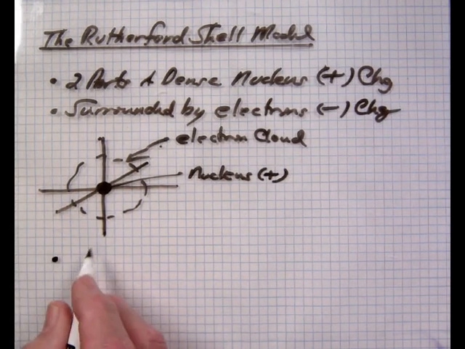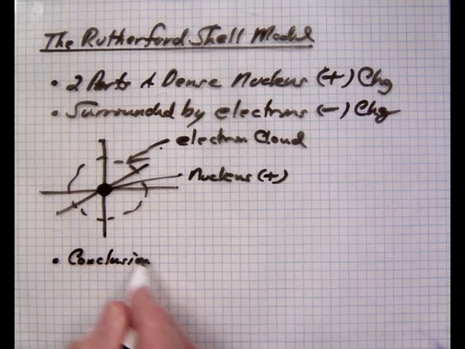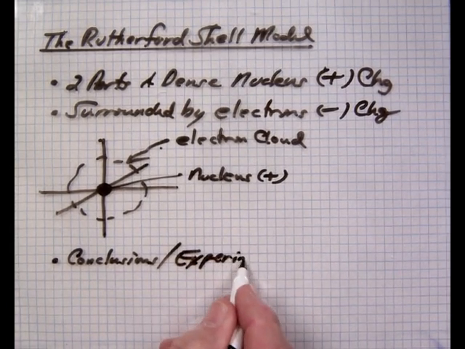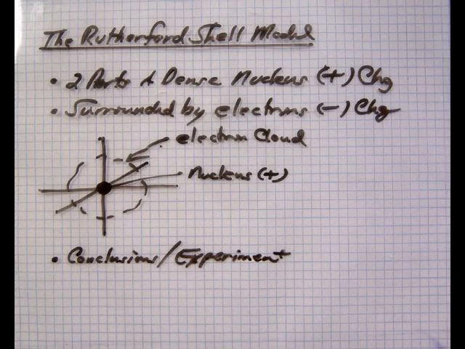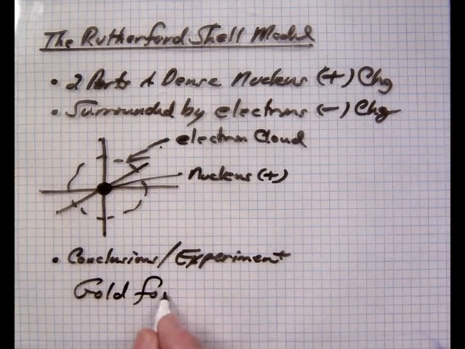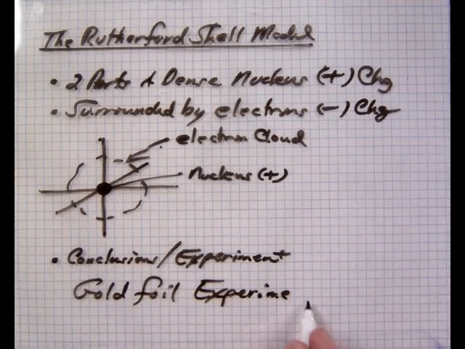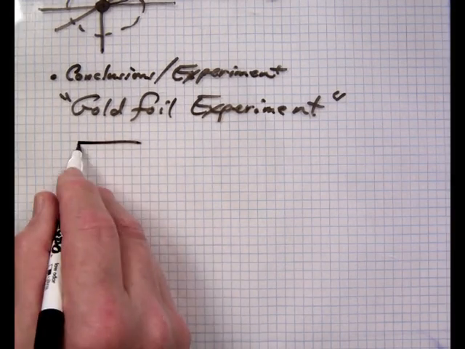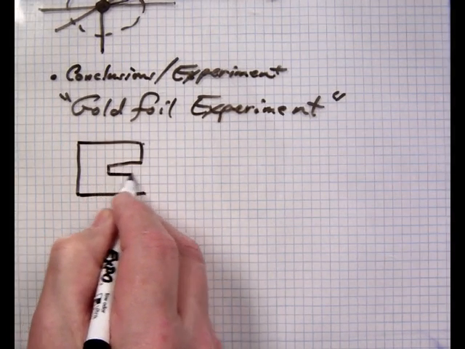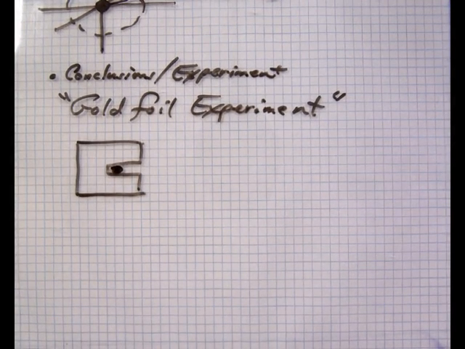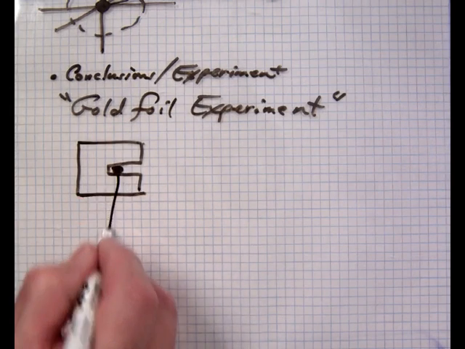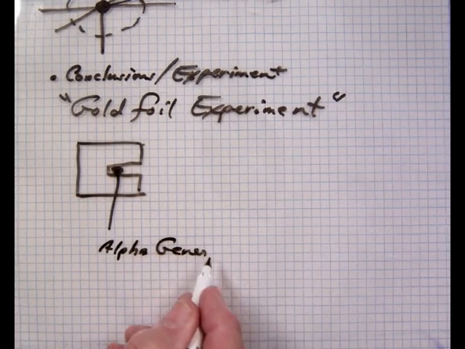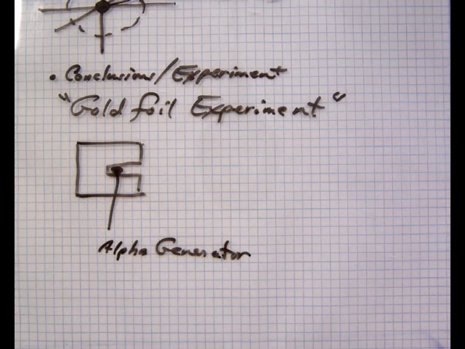Now, how did he get there? Okay, his conclusions for experimental work were based upon the classic gold foil experiment. It won him the Nobel Prize and so forth and so on. And what he did is he set up a lead block, bored a hole in it, and inside that block he placed a radioactive substance that was an alpha generator. And maybe you've heard of the types of radiation, alpha, beta, gamma, and so forth. Alpha particles are actually helium nuclei without the electrons running around.